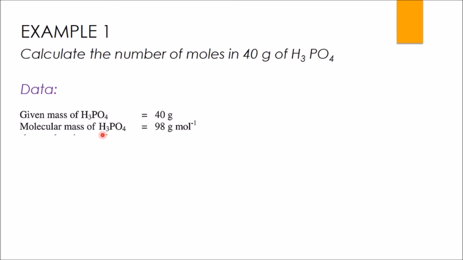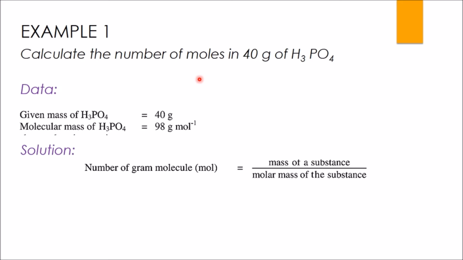So you all know how to find out the molecular mass. We are going to add the masses of hydrogen, phosphorus and oxygen together, and like that you are going to get 98 grams, and this is the molecular mass. What do you have to find out? We have to calculate the number of moles in this. Let's see how we are going to do that.